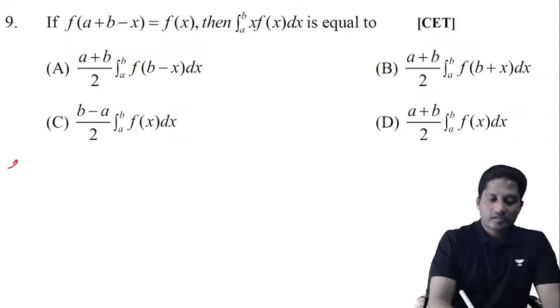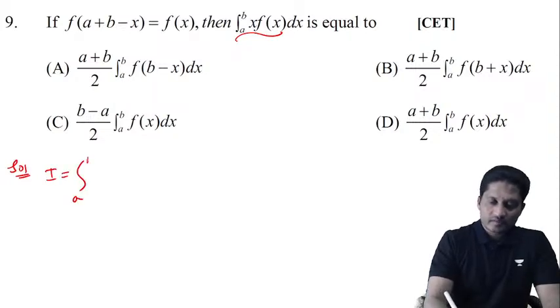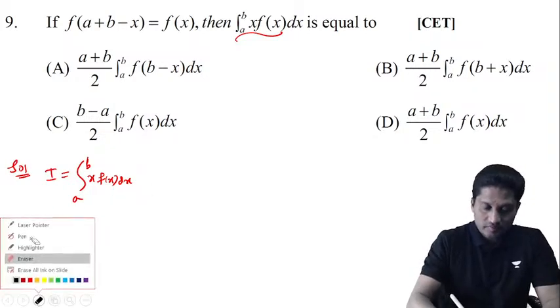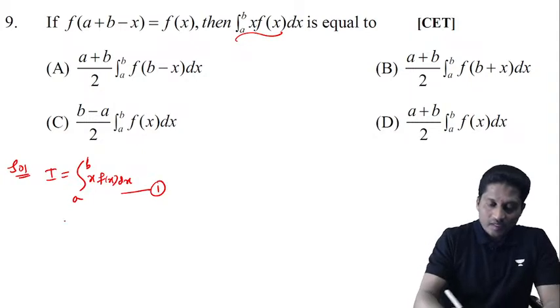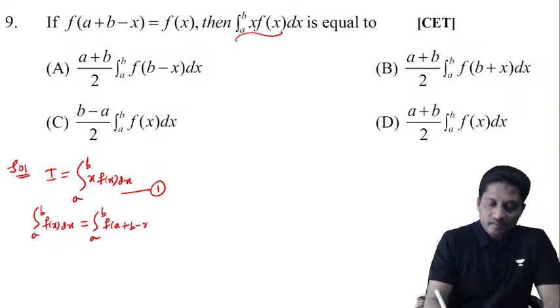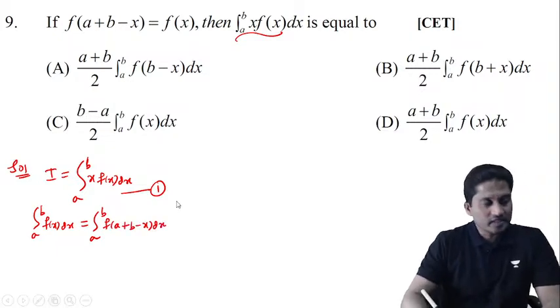Now I'm going to take this as I is equal to integration of a to b x into f x dx. You call it equation 1. I'm going to use the property: integral a to b f of x dx is equal to integral a to b f of a plus b minus x dx. That is, change x to lower plus upper minus x.